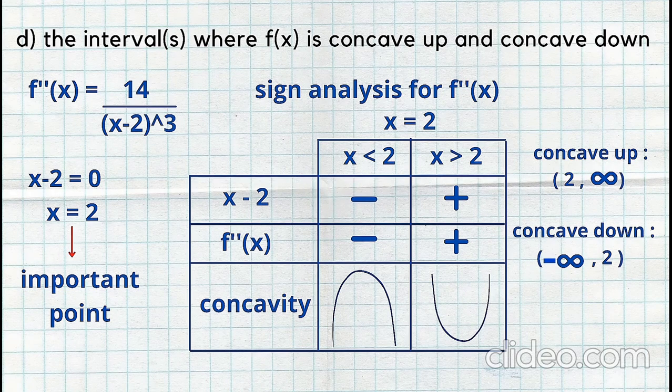Then we have to do the sign analysis for f double prime x. From the important point, we get two intervals, which are x less than 2 and x more than 2. For x less than 2, for example 1, if we plug it into x minus 2, we will get negative. For x more than 2, for example 3, if we plug it into x minus 2, we will get positive. So the sign of f double prime x will be the same as x minus 2. For the concavity, it is based on f double prime x. If it is negative, it will be concave down, and if it is positive, it will be concave up. So our concave up interval is 2 to infinity, and concave down is negative infinity to 2.